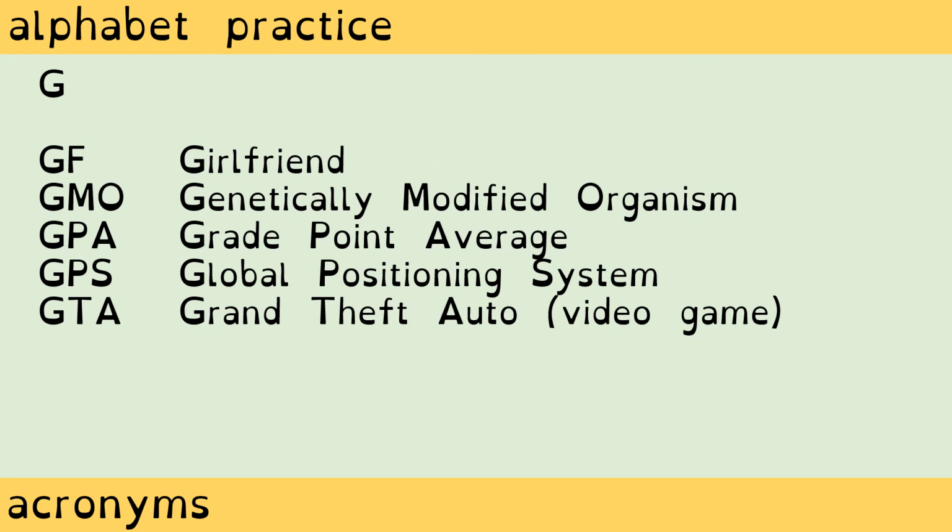G. GF, girlfriend. GMO, genetically modified organism. GPA, grade point average. GPS, Global Positioning System. GTA, Grand Theft Auto. And that is the name of a video game.